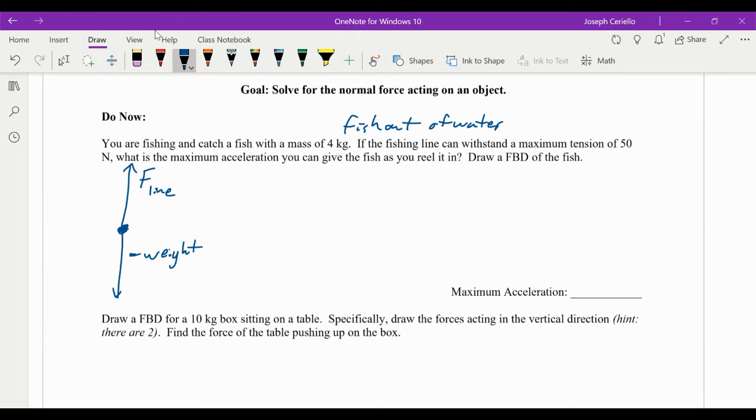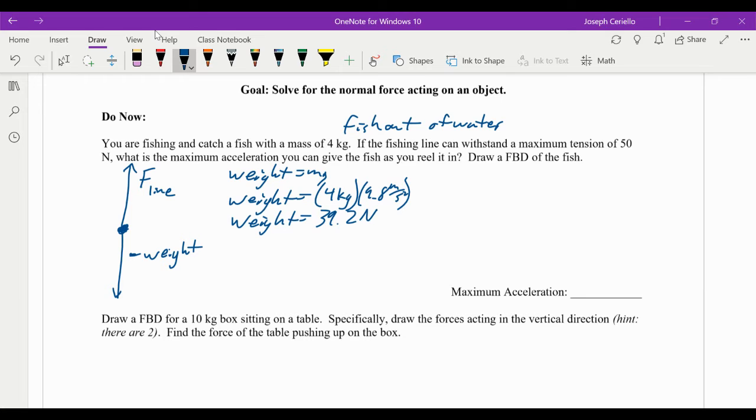We have to make weight negative because it's pointing down. And we know our equation for weight, right? Weight is equal to mg. So the weight is equal to 4 kilograms times 9.8 meters per second squared. So our weight is equal to 39.2 newtons. So there's our free body diagram. I'll plug in the 39.2 newtons down here.